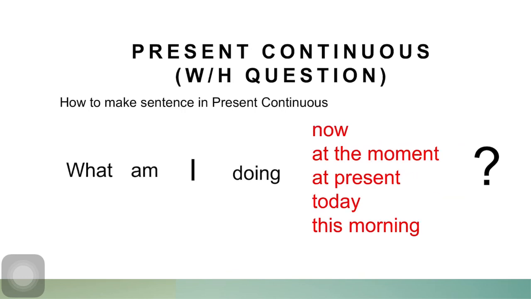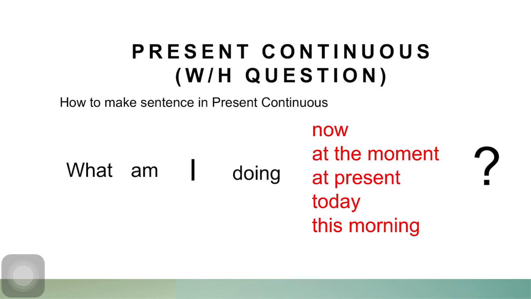Next, using the subject I. What am I doing now? What am I doing at the moment? What am I doing at present? What am I doing today? And what am I doing this morning?